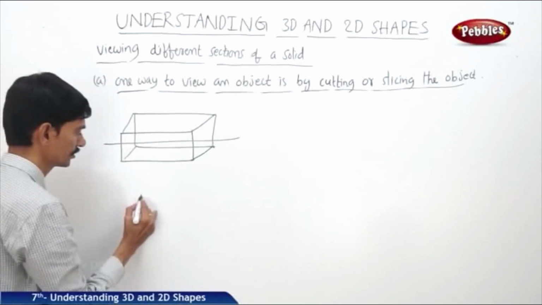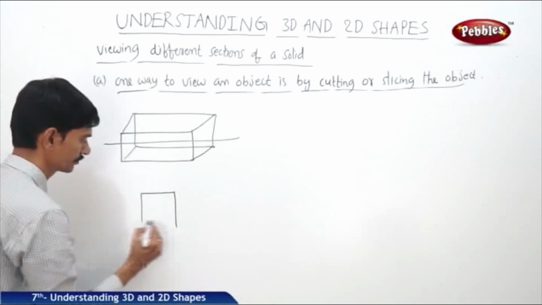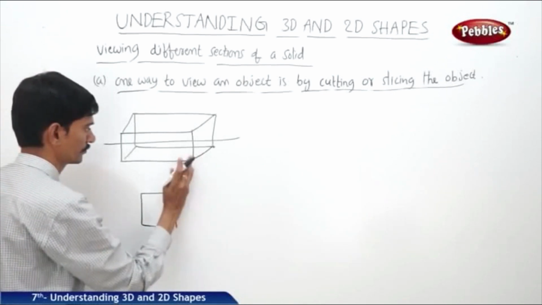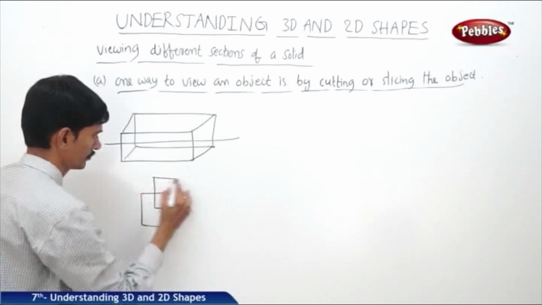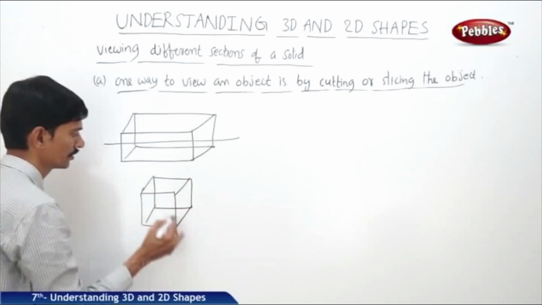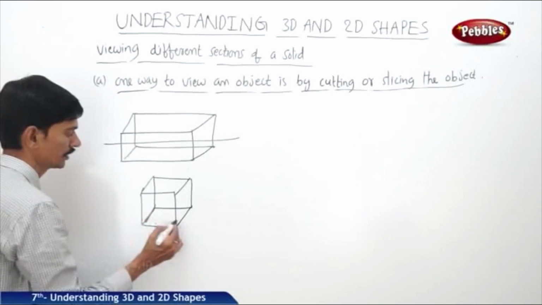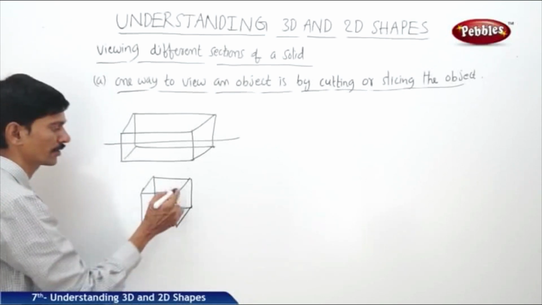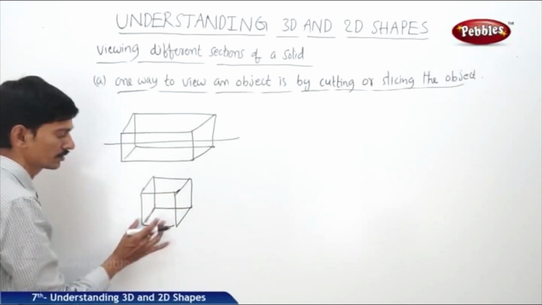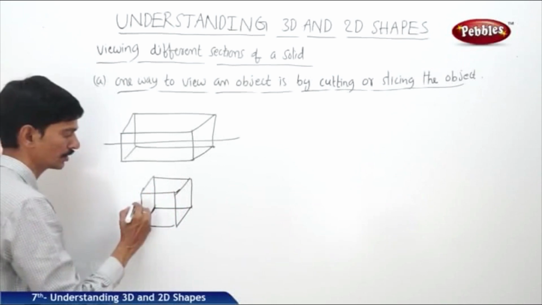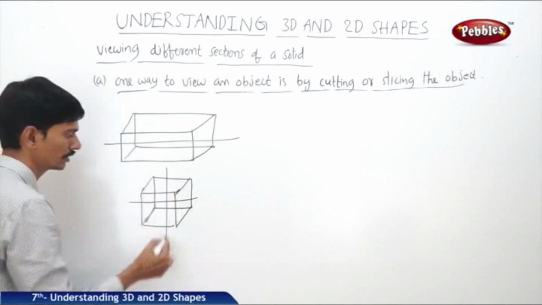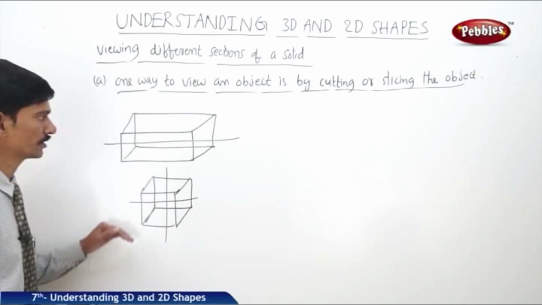And if you take any cube, so if you cut both horizontally and vertically, then each section will have the shape of a square, because all the faces of the cube have a square shape. That is why if you cut the cube horizontally or slice it vertically, you will get the shape of a square.